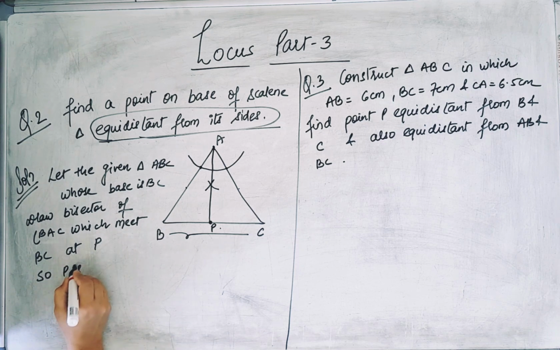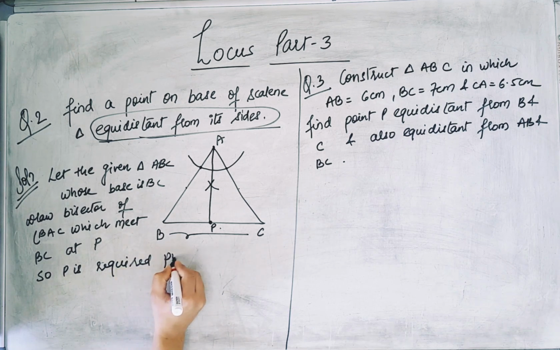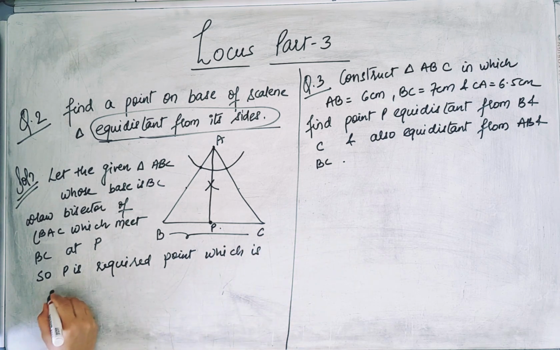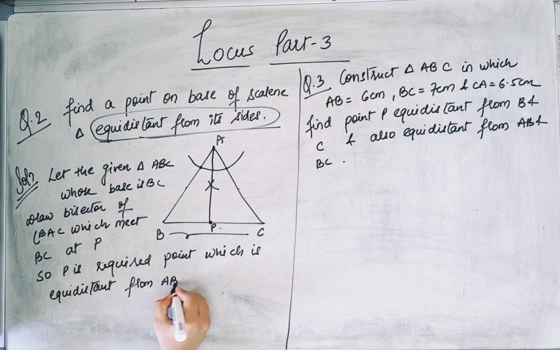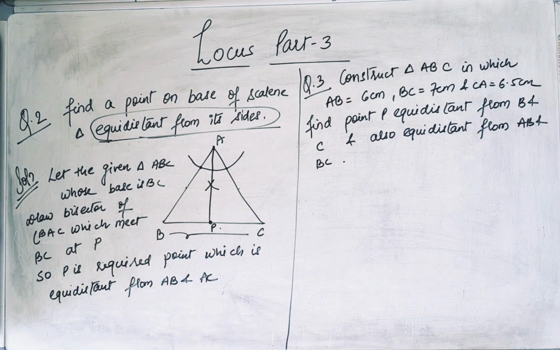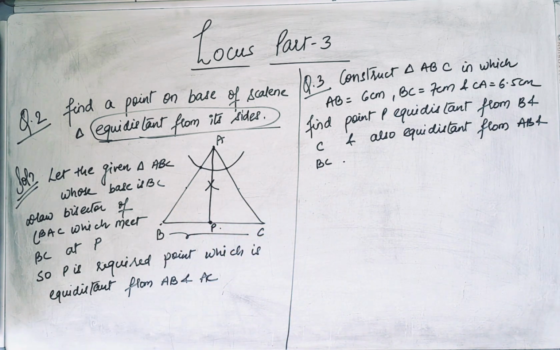So P is the required point which is equidistant from AB and AC. Why? Since this P is lying on the angle bisector of the angle BAC, it will be equidistant from the sides, as we have seen in the previous question. Now see the next question.